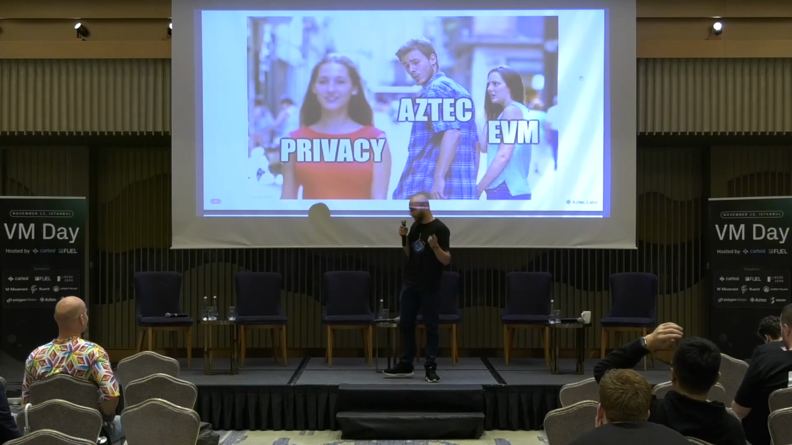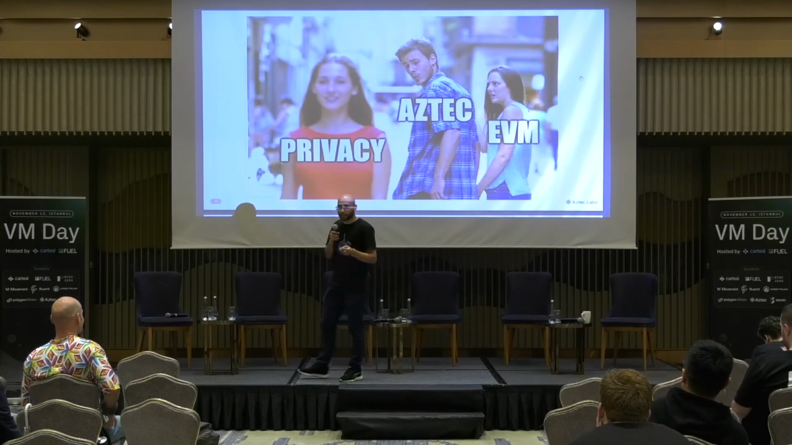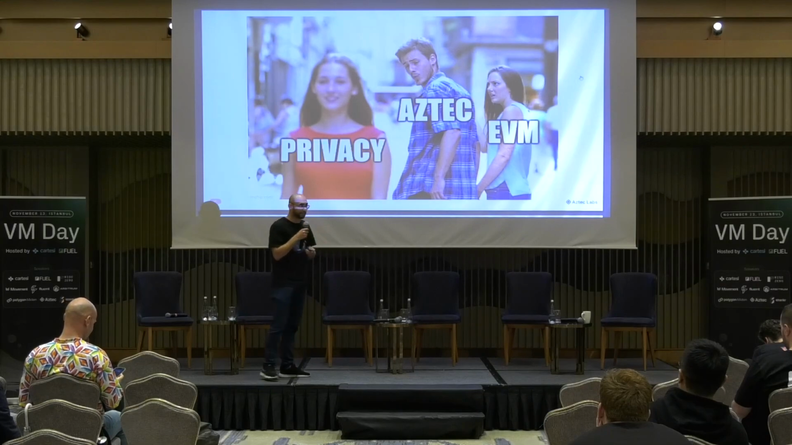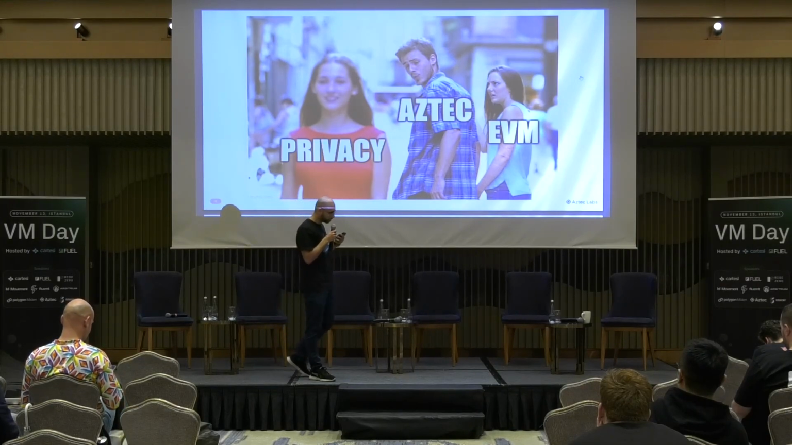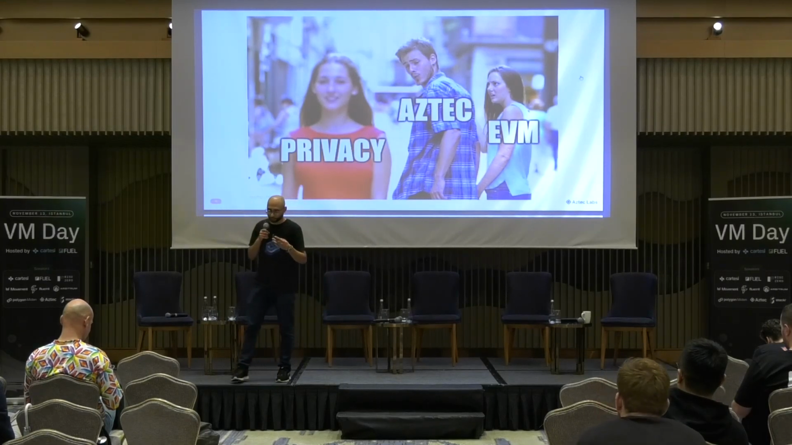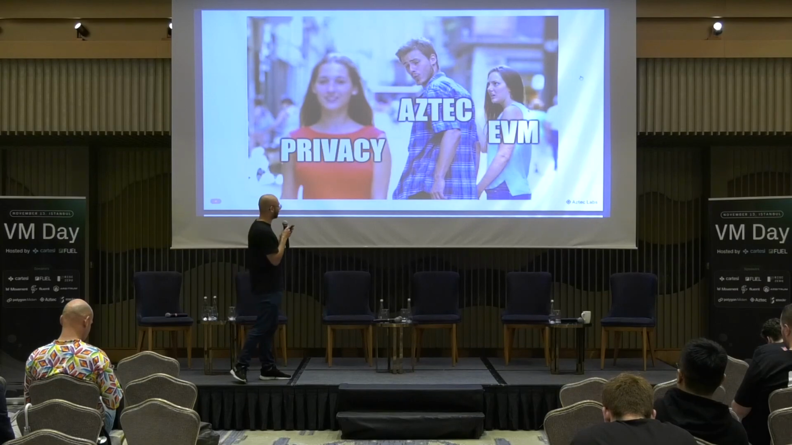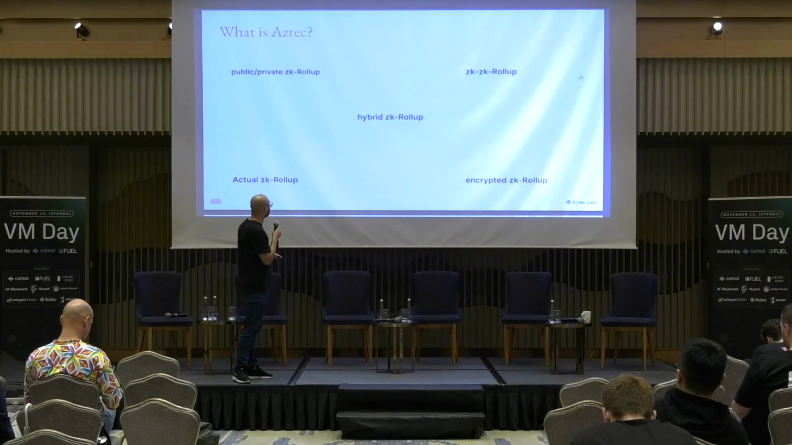Basically, I am working as a protocol engineer and a product manager on the Aztec rollup that we are building. Aztec is a privacy-focused, privacy-first rollup. And unfortunately, that meant we had to let go of EVM and build our own kind of rollup architecture. But what exactly is Aztec?